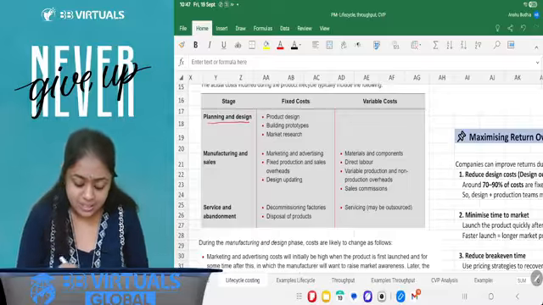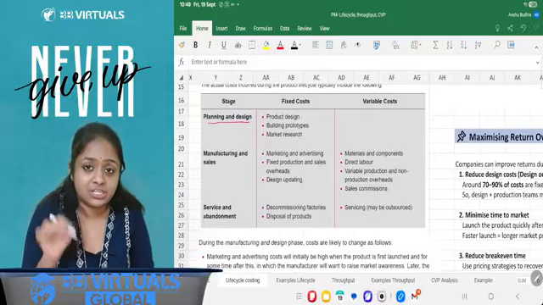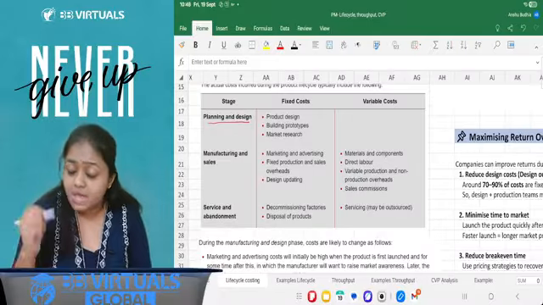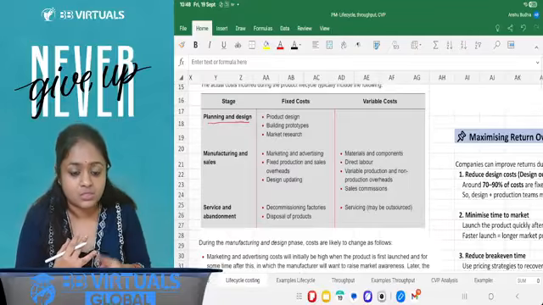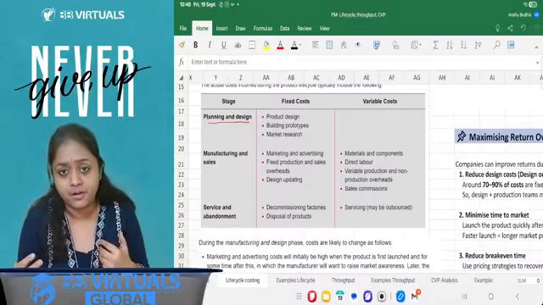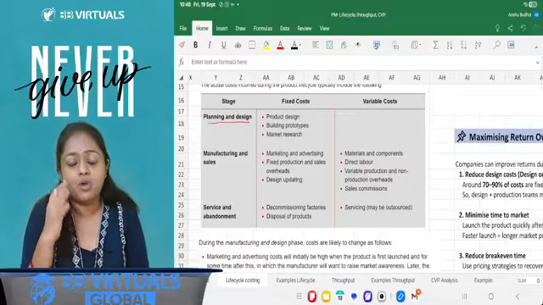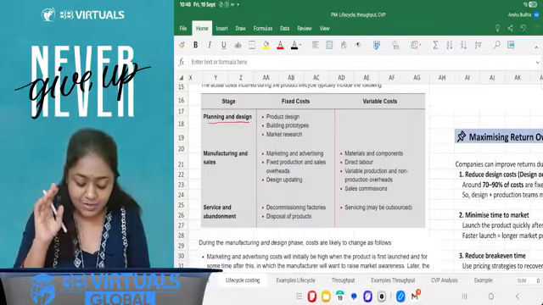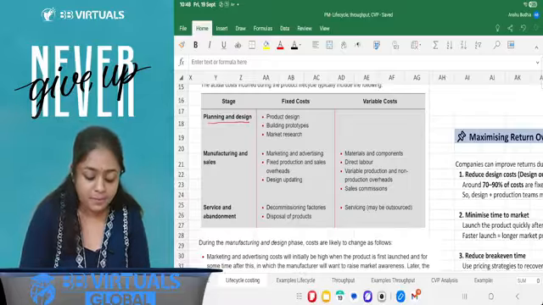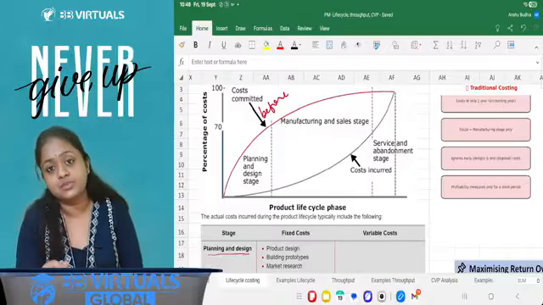At the time of manufacturing and sales, we will have fixed costs like marketing, advertisement, fixed production and sales overheads, design updation, the redesigning cost. Variable cost will be like material cost, buying the components, getting the labor, variable overheads, production and non-production, sales commissions, for example. Service and abandonment: the product life is ending. Then also we'll have decommissioning and abandonment cost, disposal cost. All of this will be already discussed, already fixed as the committed cost before the start of the product.